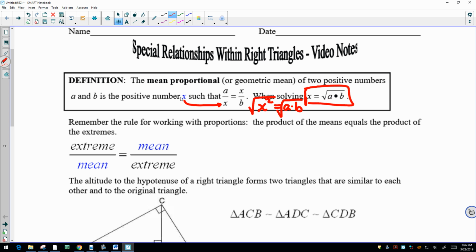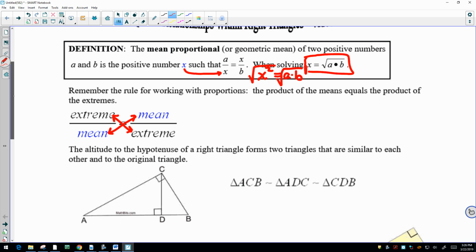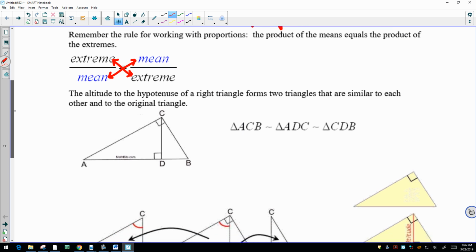Okay. Sometimes we call this the means and the extremes. It says, remember the rule for working with proportions, the product of the means, because remember, cross multiply, is equal to the product of the extremes. And think about what they're saying. The product of the means, that's your geometric mean. That's some number in between your two extremes. So these extremes, the a and the b, should be a big number and a small number, and this mean is a number somewhere in the middle. Now, not our typical average mean added up and divided by the total, but a geometric mean.